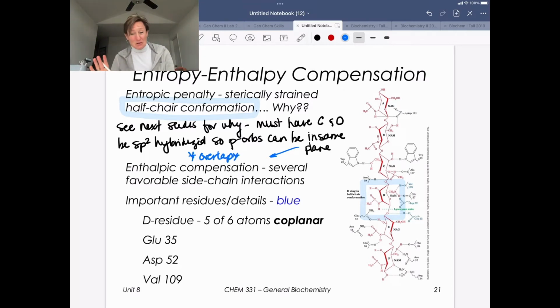Okay, so maybe you remember this from Gen Chem. When we talk about the formation of bonds, sigma bonds are single bonds, and they are formed from end-on overlap of hybridized orbitals. Pi bonds are formed from side-to-side overlap of unhybridized p orbitals. So we need to have these p orbitals be in the same plane so that they have the right geometry to overlap and form a pi bond.